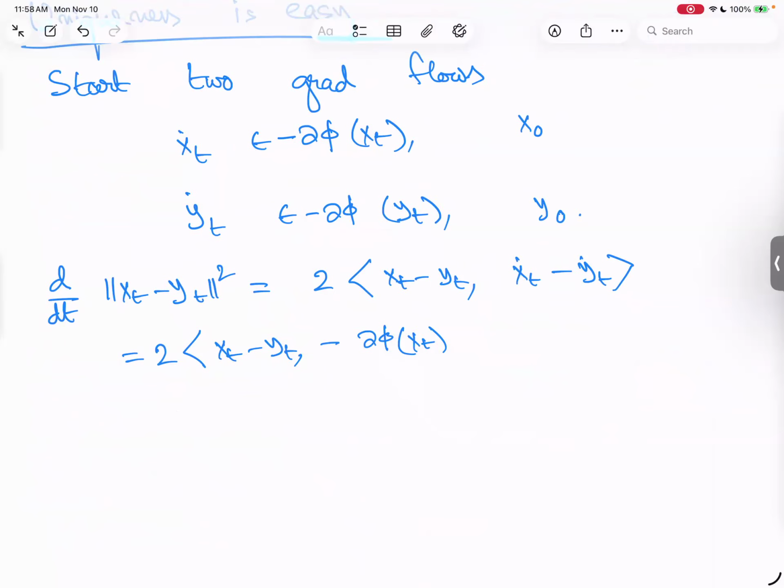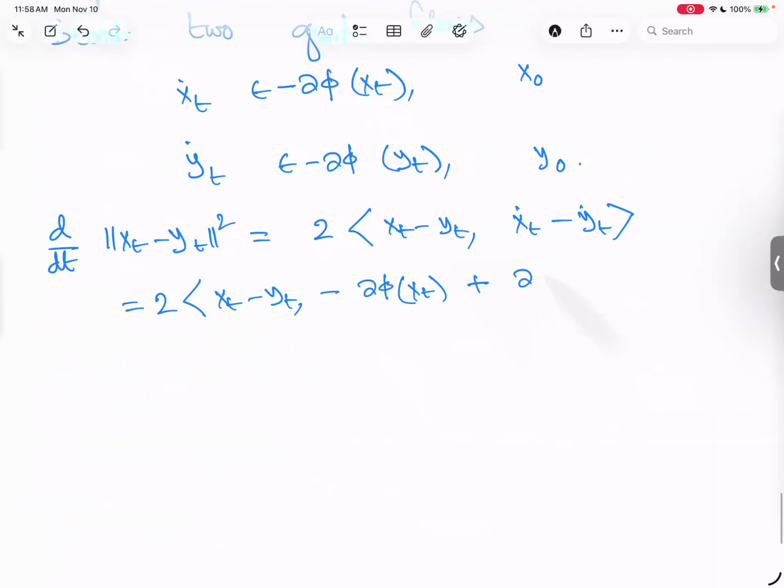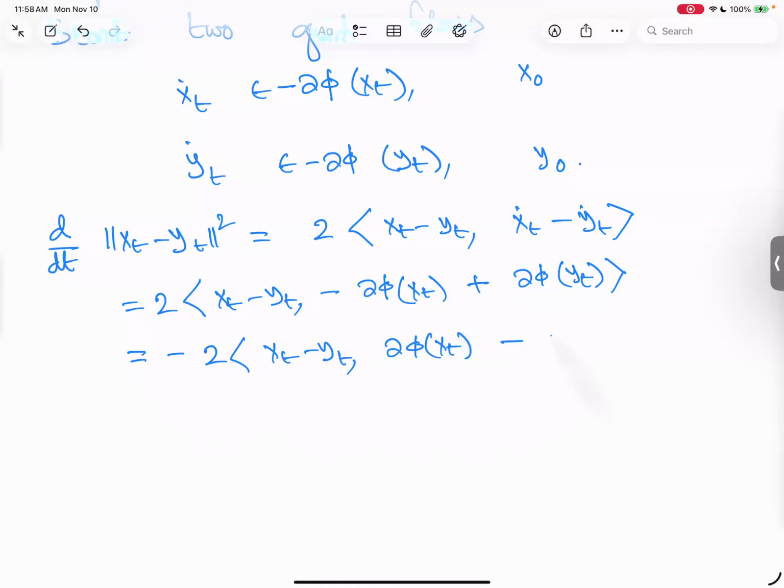And then I have yt, which is plus some element in the subdifferential of yt. Again, I want to stress that this is an abuse of notation. Del phi is actually a set. Nevertheless, what I get is negative 2 times the inner product of xt minus yt with some element in the subdifferential of xt minus some element in the subdifferential of yt. Now I claim that this quantity is always less than or equal to 0.